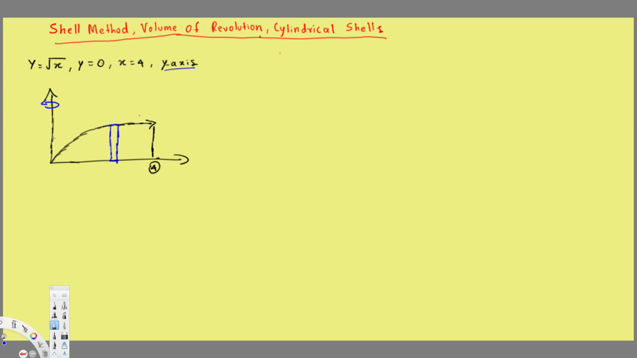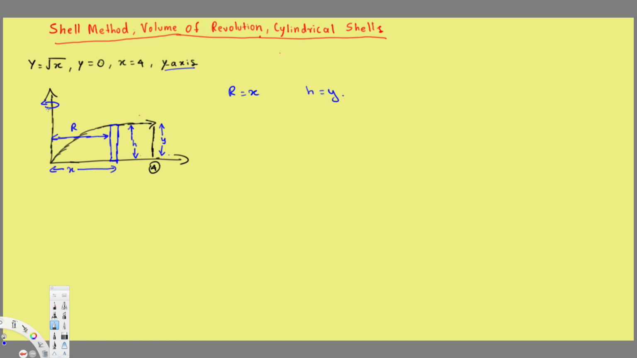And this is going to be our r. R is the distance from the y-axis to the rectangle. So this is r, and this is going to be our height h. And if you notice, this is equal to x, and also this height is equal to y. So we can say r is equal to x and h is equal to y.